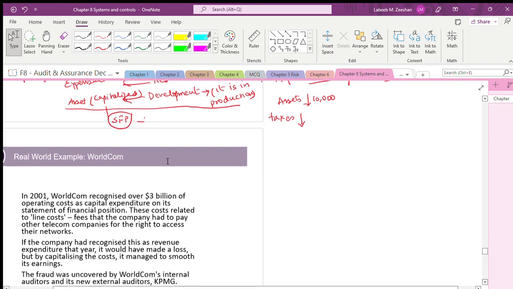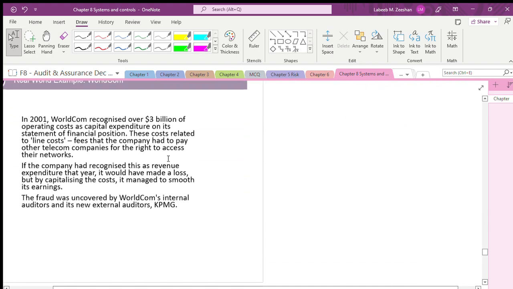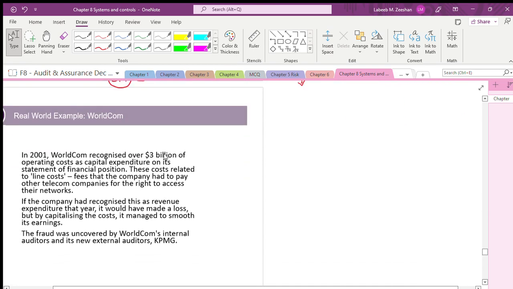Now this is research and development. That is the only thing which we have to be careful about. In 2001, WorldCom recognized over 3 billion of operating cost as capital expenditure. Understand, they treated the operating cost as capital expenditure.